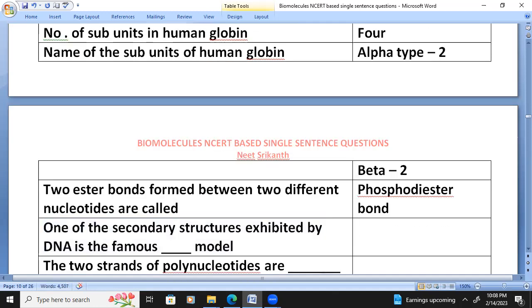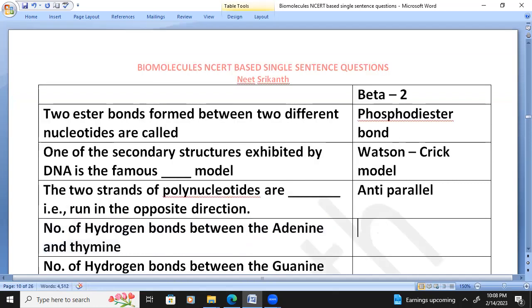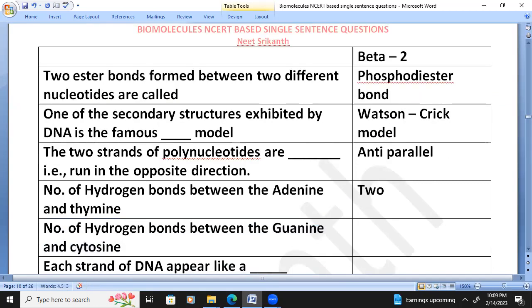One of the secondary structures exhibited by DNA is the famous Watson-Crick model. The two strands of polynucleotides are anti-parallel, that is, they run in opposite directions. The number of hydrogen bonds between adenine and thymine is 2, and between guanine and cytosine it is 3.